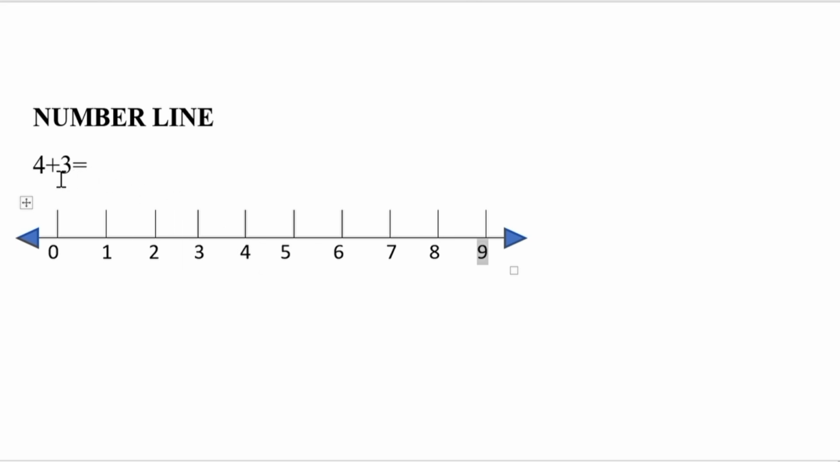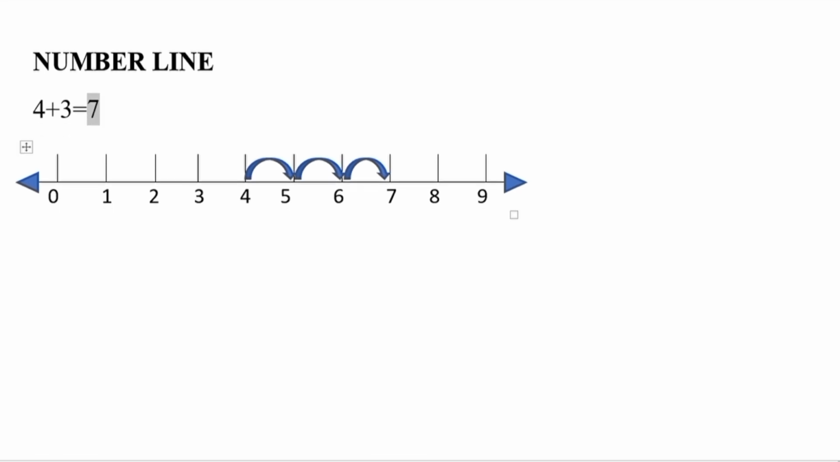If the second number is added to the first one, we count to the right on the number line. But if it is subtracted, we count to the left. So now that this 3 is added to 4, we count 3 steps to the right of 4. So our 4 is here. Count 3 steps. 1, 2, 3. We shall land on 7. So that confirms that 4 plus 3 is equal to 7.